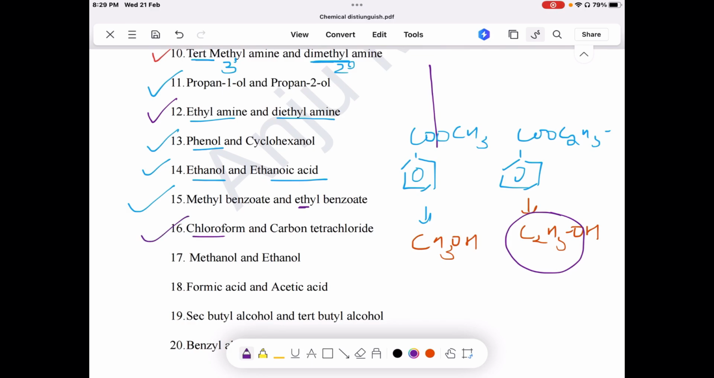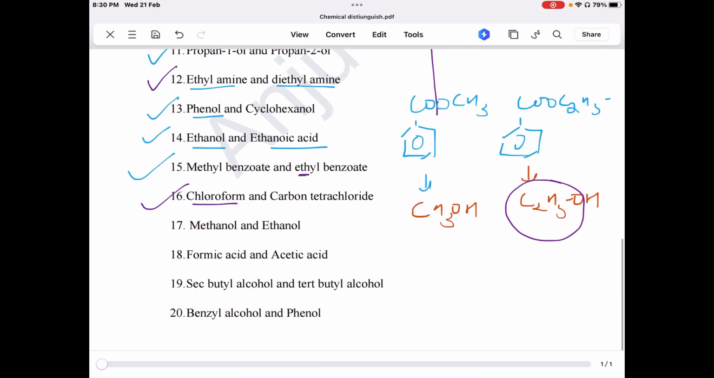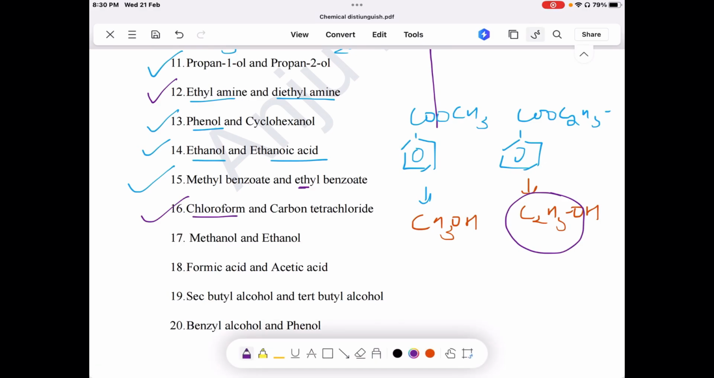Next, we have chloroform and carbon tetrachloride. Chloroform is distinguished with the help of a carbylamine test. Methanol and ethanol: the ethyl part is there, so we use an iodoform test.